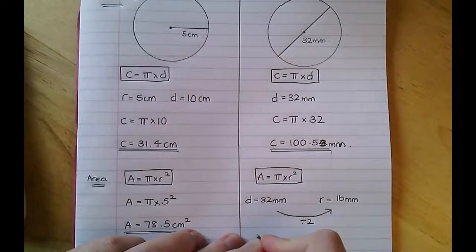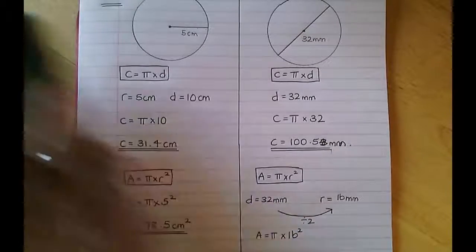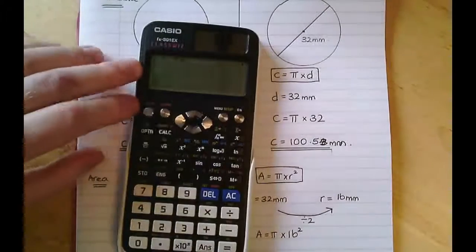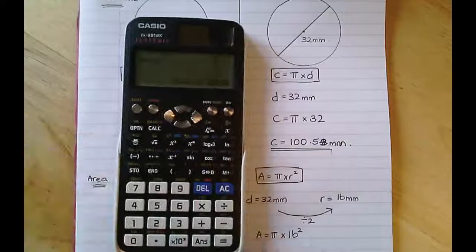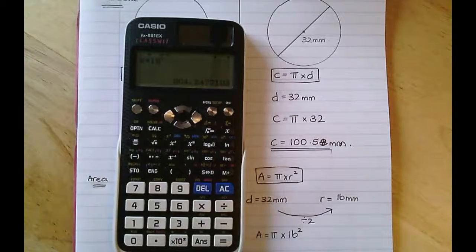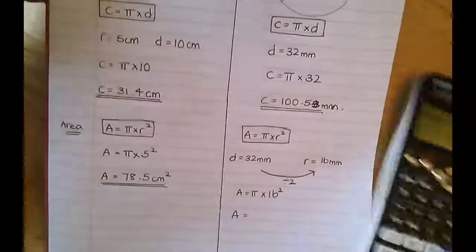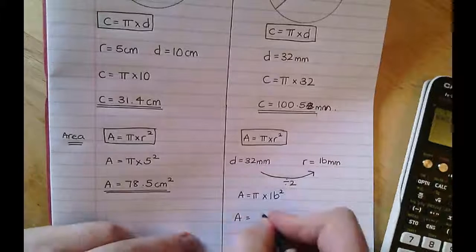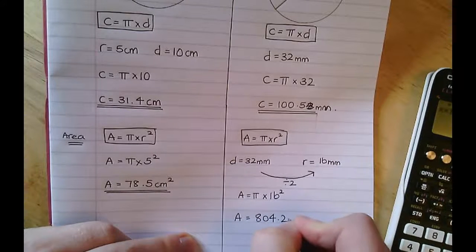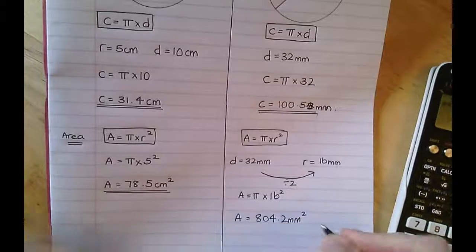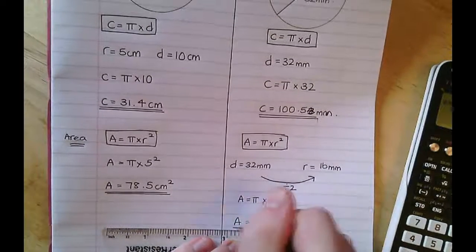So again, now using our formula, the area is pi times by 16 squared. Pi times by 16 squared, 256 pi, or to 1 decimal place is 804.2 millimeters squared. And that's it.